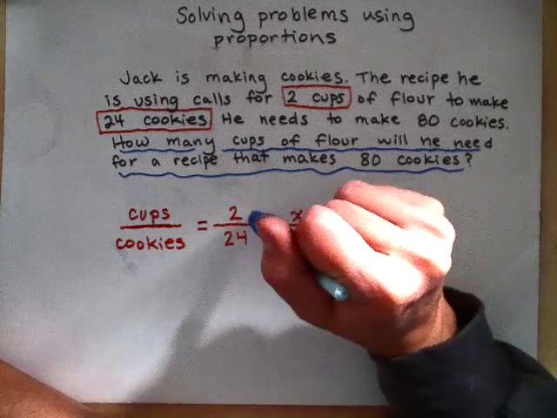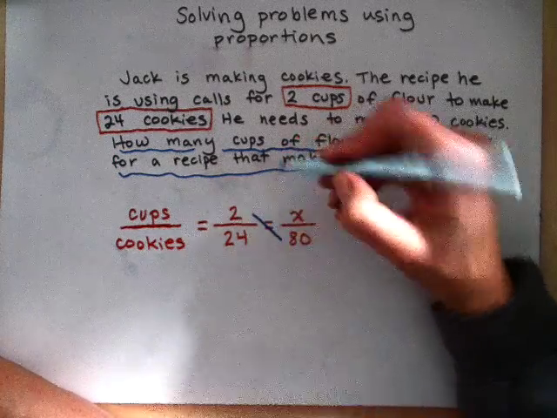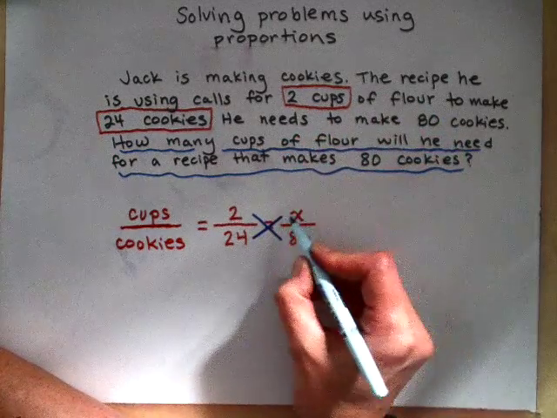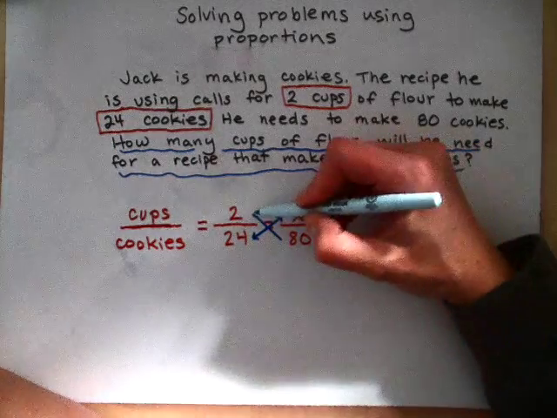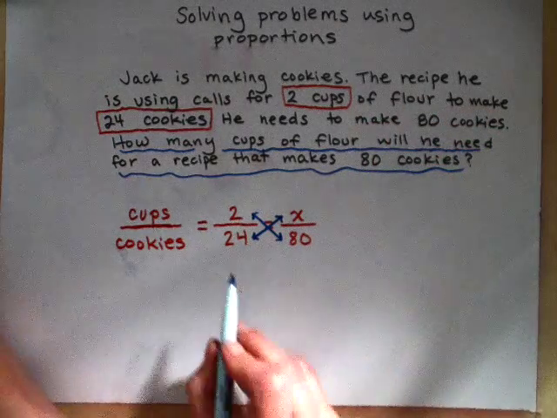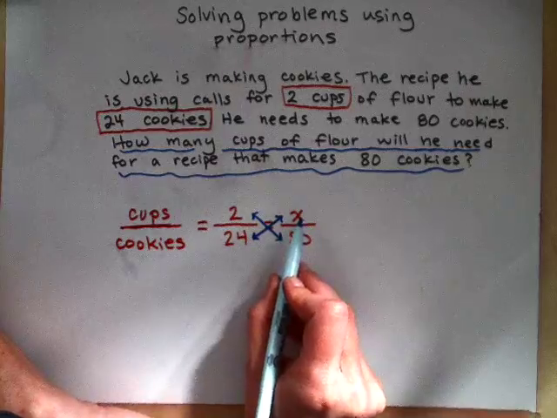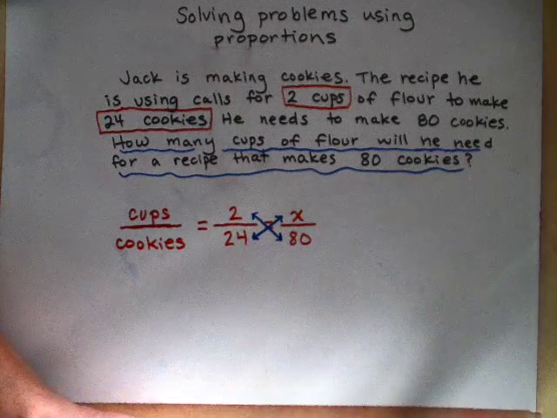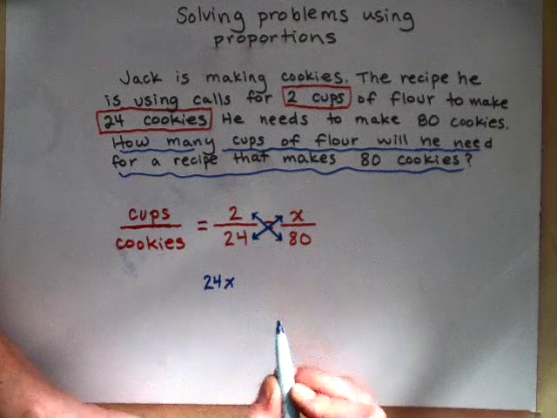So I'm going to cross multiply. I like to do a big multiplication sign, and then I like to do little arrows to point to the numbers that are being multiplied together. So we have 24 times x. 24 times x is written just like this.